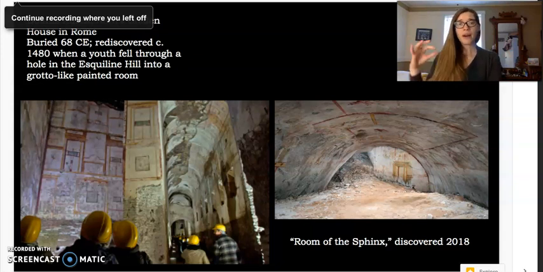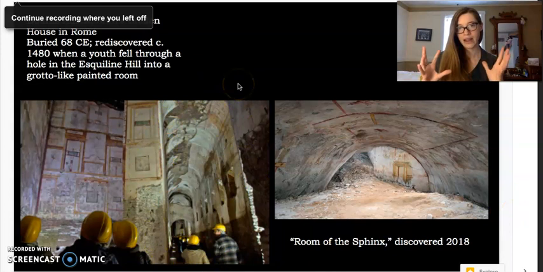But the Domus Aurea, parts of the structure were reused and built into the foundations of the Trajanic baths later on. And so during the medieval period, a youth fell into a crevice in the side of the Esquiline Hill and ended up inside a grotto-like space, which was a filled version of one of these enormous rooms you can see inside the Domus Aurea here. The scale is quite inhuman.